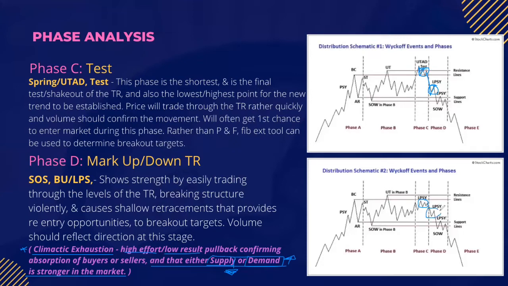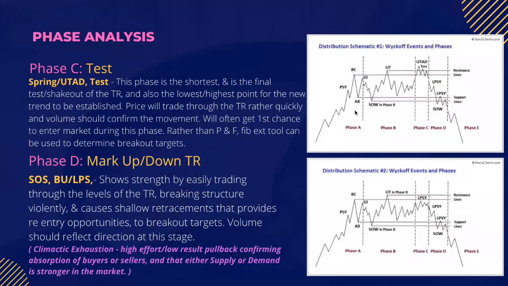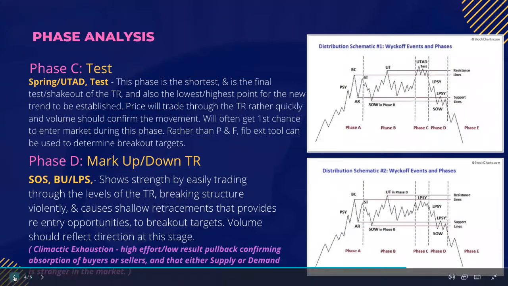Anyway, again, this is where I would look for that quote unquote climactic exhaustion, which is basically just meaning a pullback with high volume, but lower result. Okay. So now we have just gone over all 4 phases, what we expect in each phase. So next I want to get into some examples, but before I do that, just give you guys a quick review.